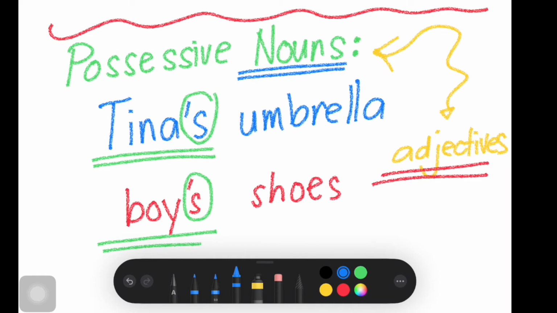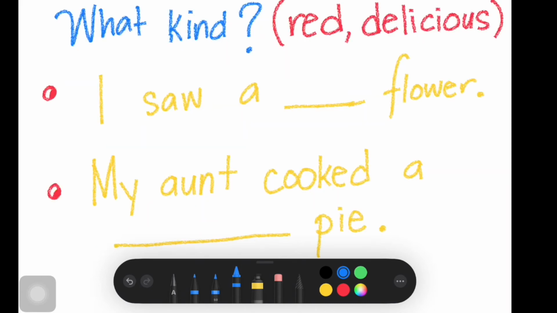Alright, so remember that possessive nouns look like they are nouns, but if you see them in a sentence and they have an apostrophe S, that means they function as an adjective. Okay, function sila as adjective, dili na sila nouns. Adjective na ang mga possessive nouns. Alright, now another example is the question, what kind? Okay, adjectives that tell you what kind.